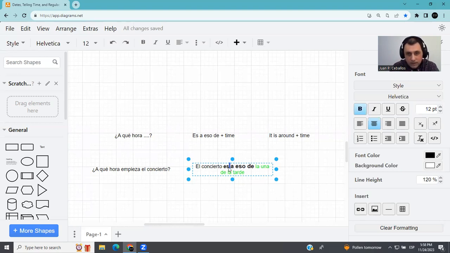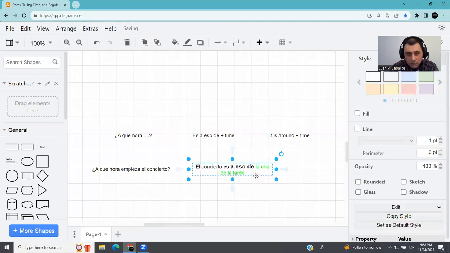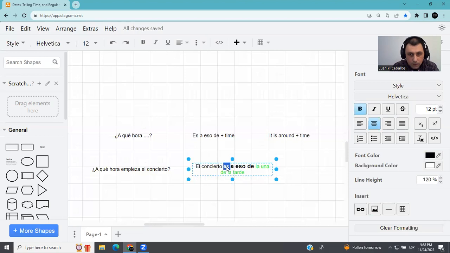So the verb doesn't matter, the verb changes. But this is the part you are looking for. So let me take this out. This is the most important: a eso de plus time. This is the formula.